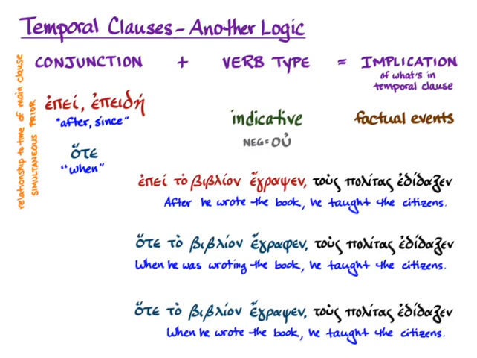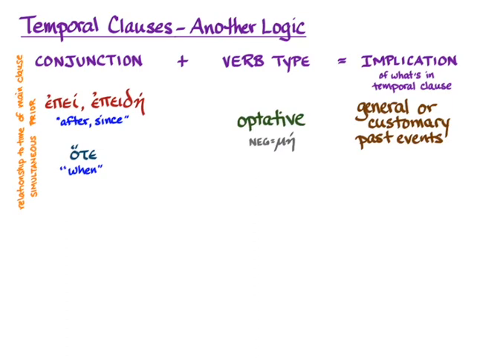Really, all you do is translate the conjunction and the indicative tenses the way that you know them, and you come up with English that represents the Greek very nicely. So let's move on to the optative. Here, the negative of the temporal clause, if you have a negative one, is mē. And let's do an example.